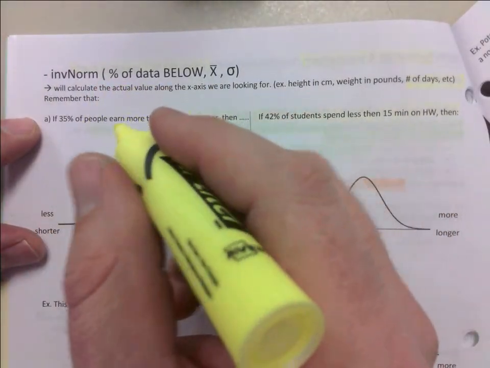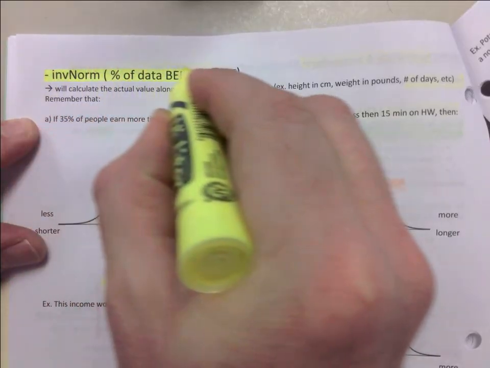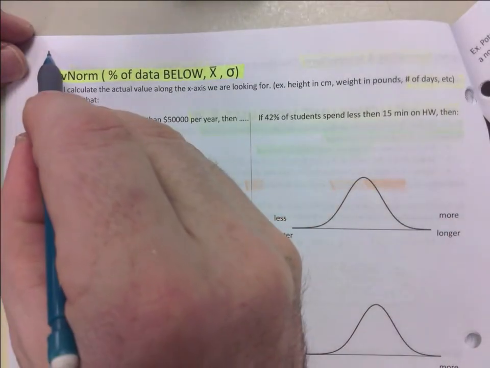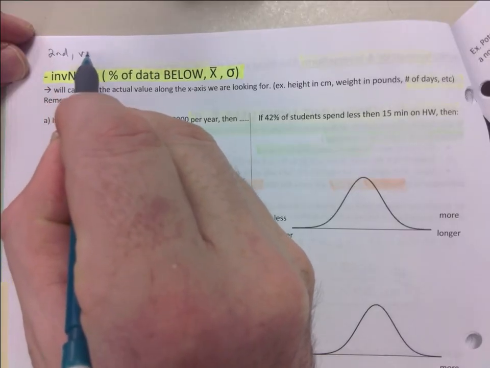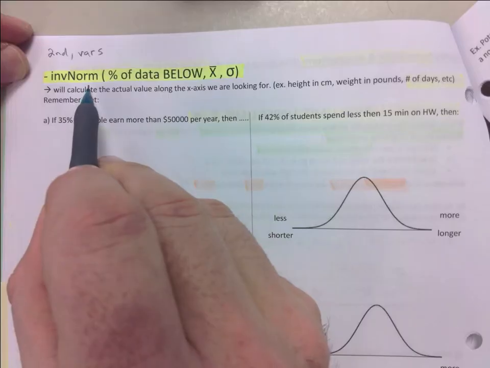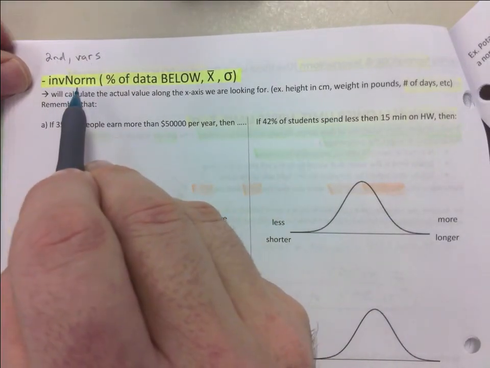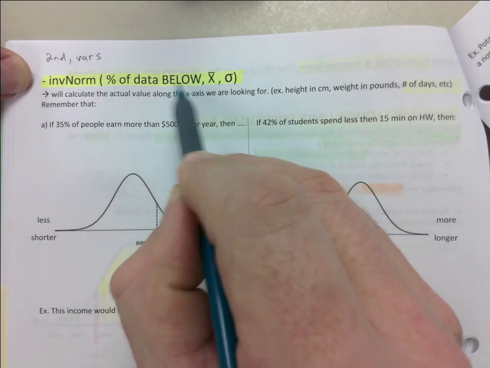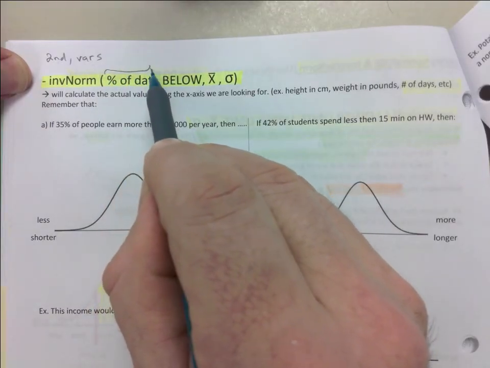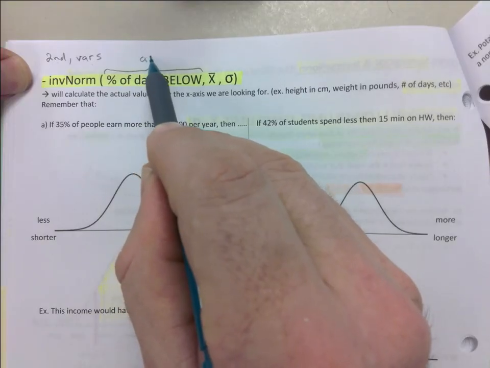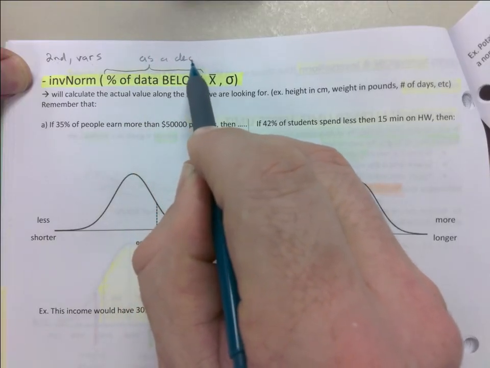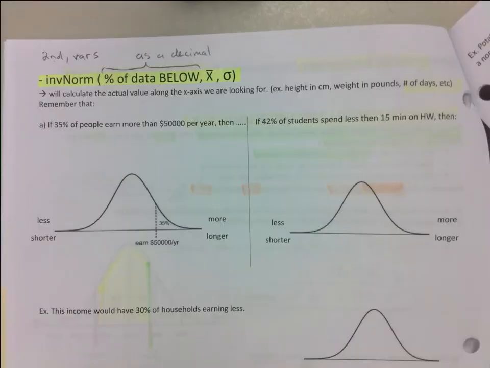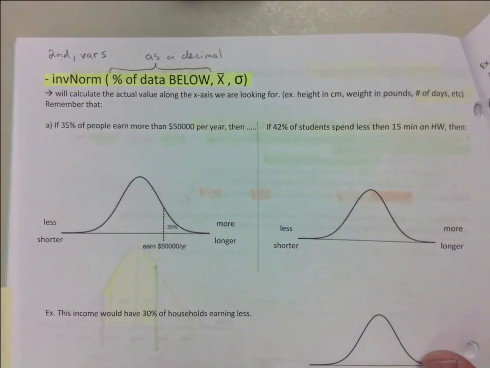I think inverse norm. I will just say this: second vars to access this. Right? Second vars is what you press to access this. And just make sure you add this piece, percentage of data below, that needs to be as a decimal. Okay? Percentage of data below needs to be as a decimal. So add that to your study sheets right now.